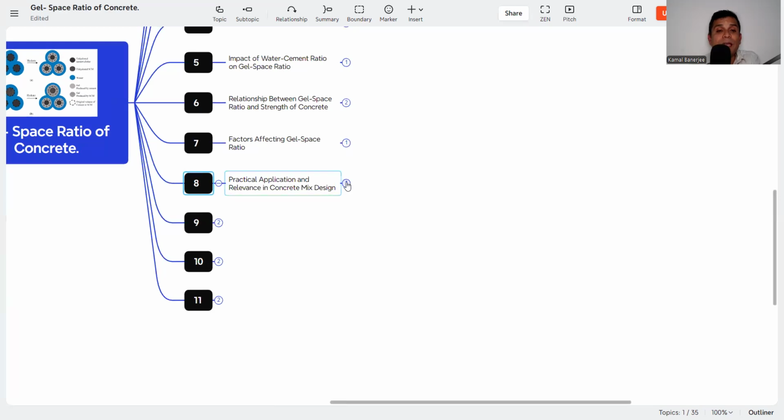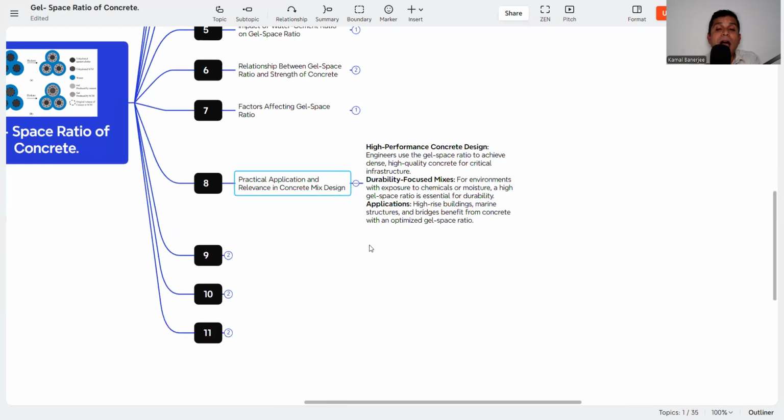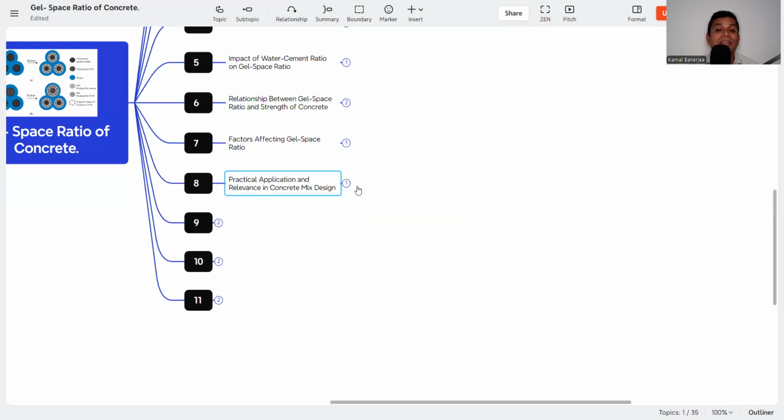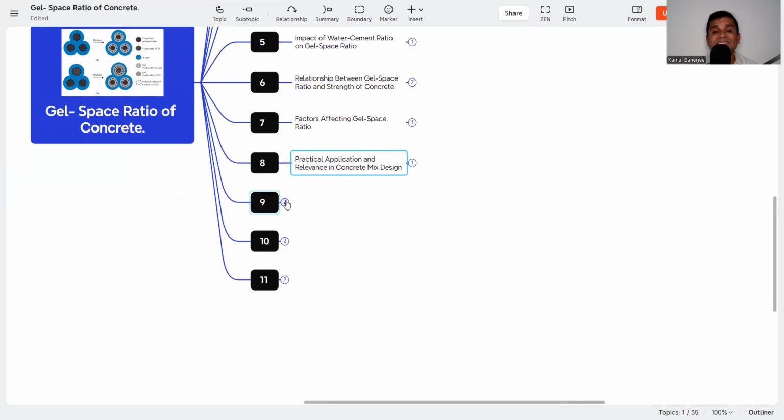The next is practical application and relevant concrete mix design. In high performance concrete design, engineers use the gel space ratio to achieve dense, high quality concrete for critical infrastructure. Then durability focus mix: high rise buildings, marine structures and bridges benefit from concrete with an optimized gel space ratio, where strength and durability is really a concern, where the exposure condition is very harsh, severe. In that case, we need to do the mix design properly. We need to select the gel space ratio. So we can also optimize our mix design in order to optimize the gel space ratio.